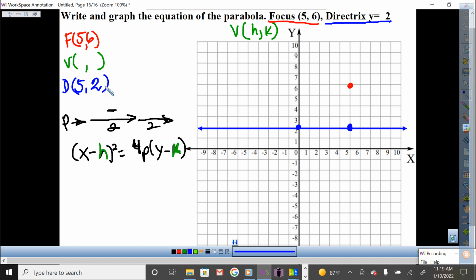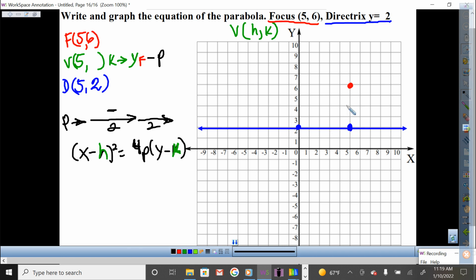So, since the x has a square, what do all 3 points have in common? The 5, yes, the x value. And all we need to find here is k. How do we find k? Well, we take the y value of the focus and subtract the distance between the points, or p.